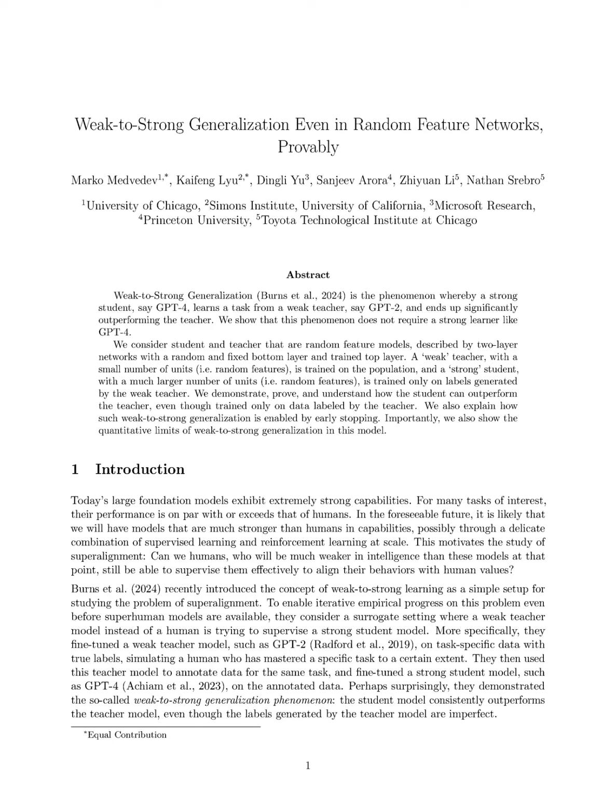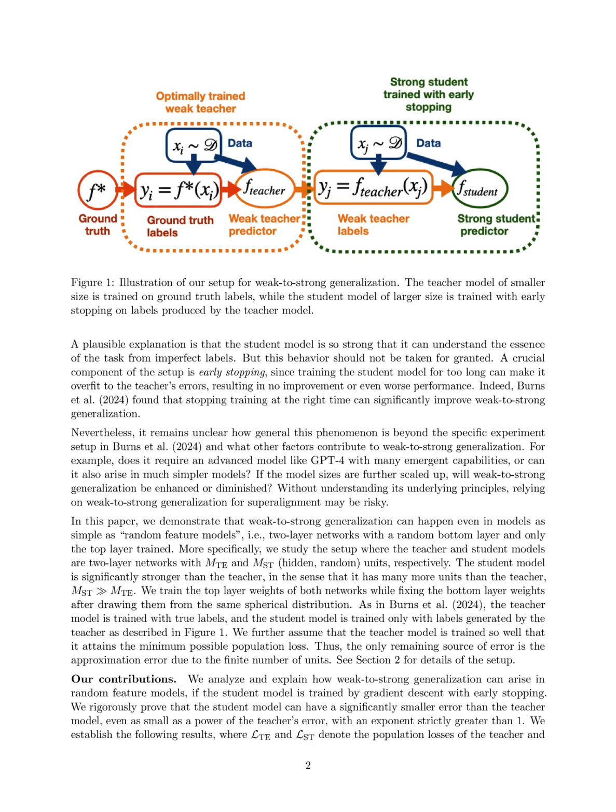In the proposed weak-to-strong learning setup, consider a scenario where a weak teacher model, such as a 2-layer network with 8 hidden units, is trained on a specific task using true labels. This teacher model generates imperfect labels for a dataset, which are then used to train a stronger student model, like a 2-layer network with 27 hidden units. The student model, despite receiving these imperfect labels, can leverage its greater capacity to understand the essence of the task, leading to improved performance. A crucial aspect of this process is the implementation of early stopping during training, which prevents the student from overfitting to the teacher's errors.